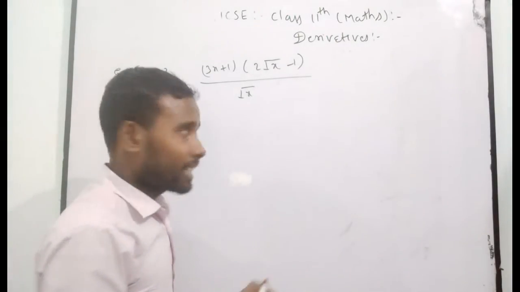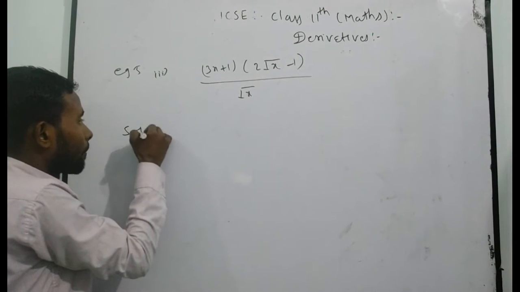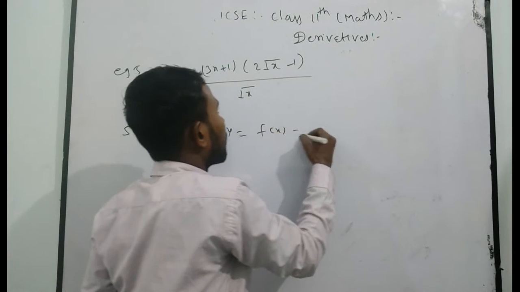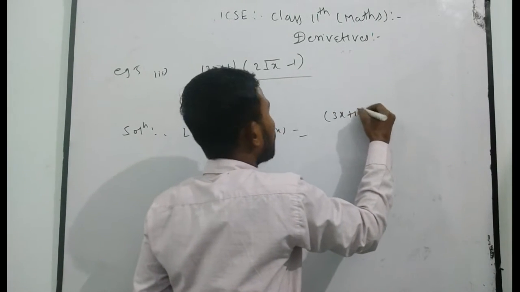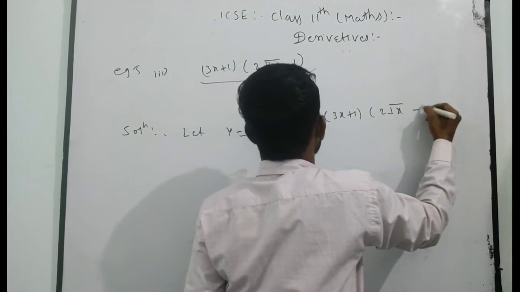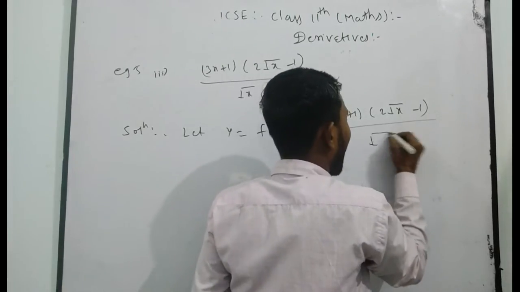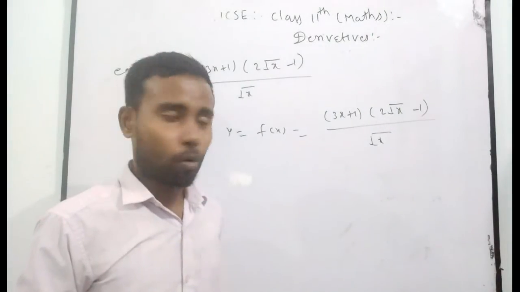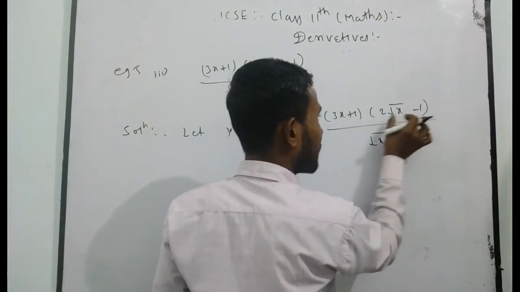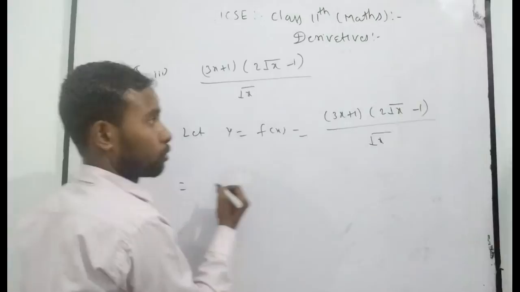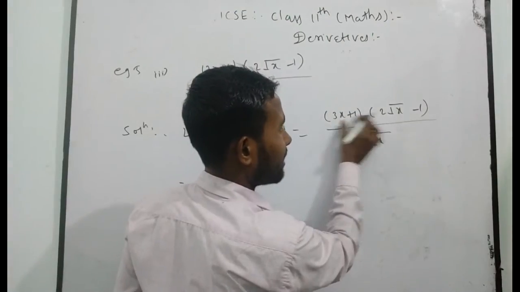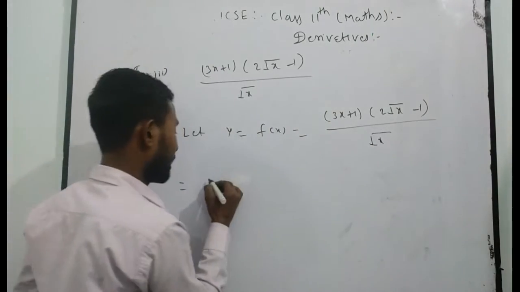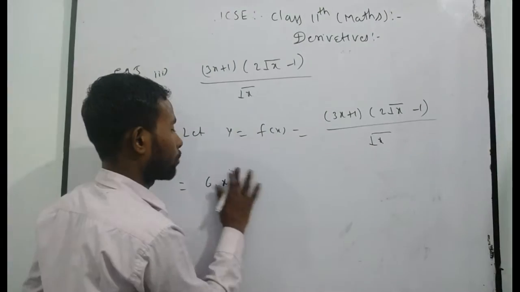How can you solve? It is also very easy. Let y is equal to f(x) is equal to (3x plus 1) into (2 root x minus 1 by root x). I want to suggest you firstly simplify it. How can you simplify? Multiply this term by this term. Using the distribution property, can you write 3x times this term? When you multiply 3x by this term, what do you get? 6 times x to the power 3 by 2.